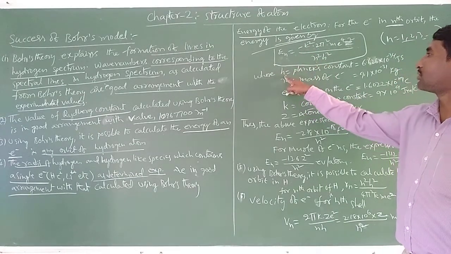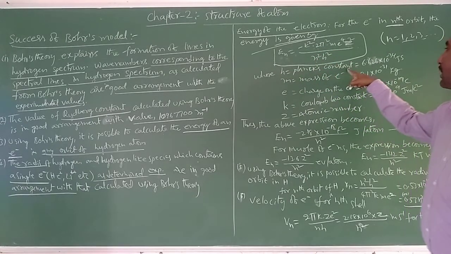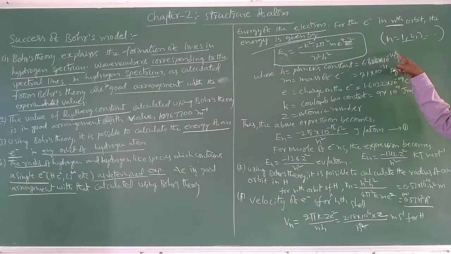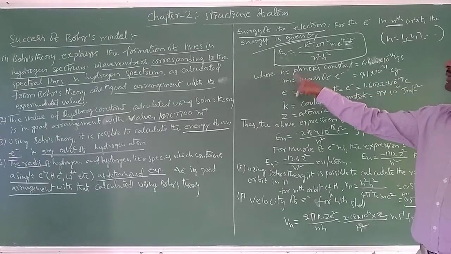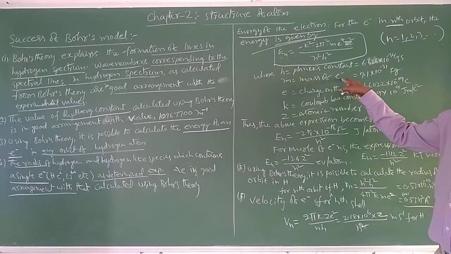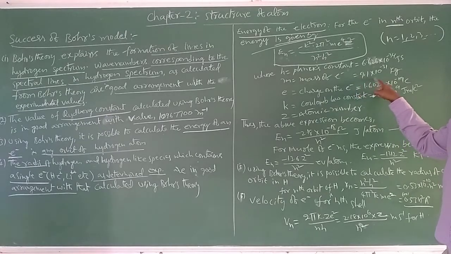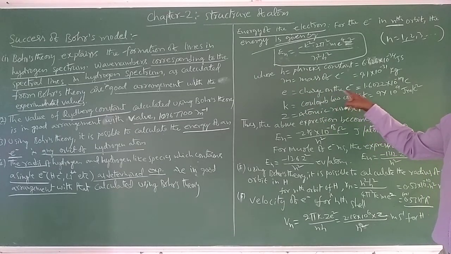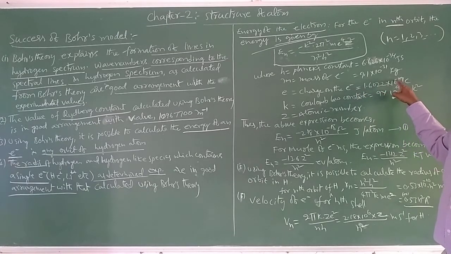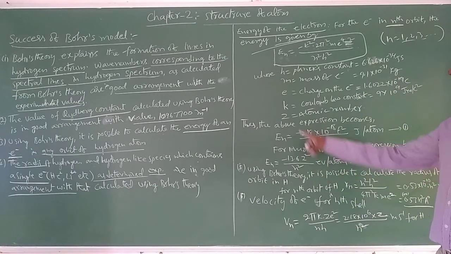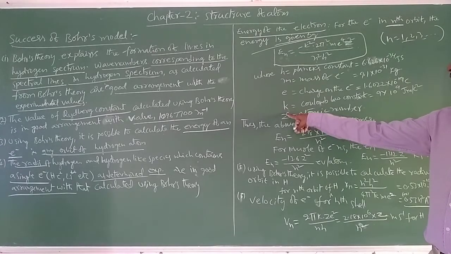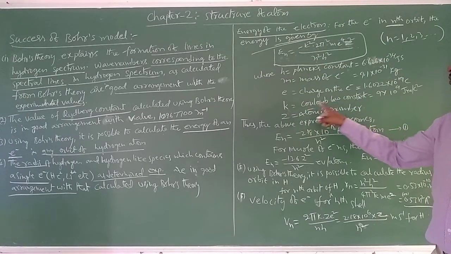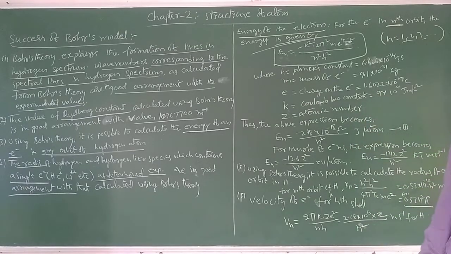The terms explained here: h equal to Planck's constant, the value is 6.626 into 10 power minus 34 joule second. M is the mass of the electron, that is 9.1 into 10 power minus 31 kg. And e means the charge on the electron, which is 1.6022 into 10 power minus 19 coulombs. Then k means what here? Coulomb law constant.